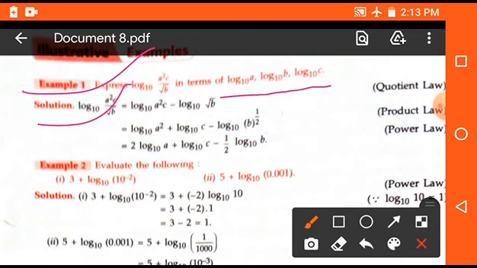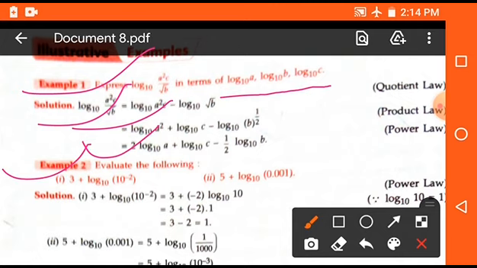So we can write log a square c upon root b base 10 is equal to log a square c base 10 minus log under root b base 10 by the formula log m by n. Now we can further reduce it: log a square base 10 plus log c base 10 minus log b to the power 1 by 2 base 10, and after that we can write it as 2 log a base 10 plus log c base 10 minus 1 by 2 of log b base 10. So it will be converted into base 10.